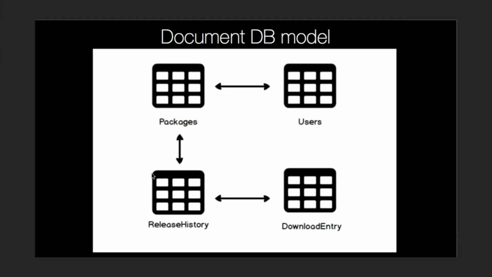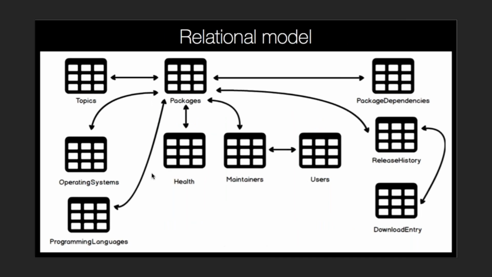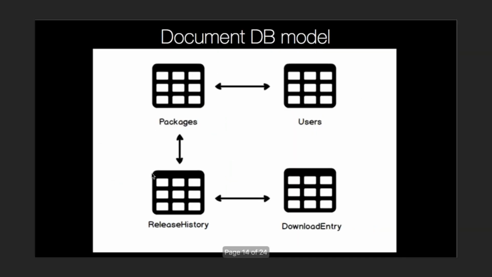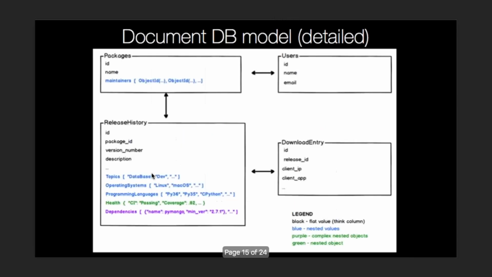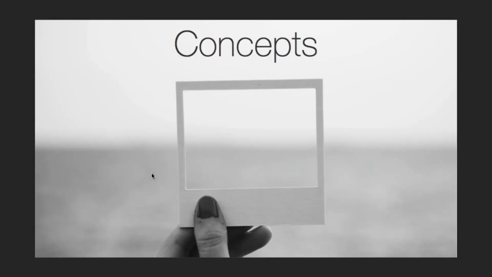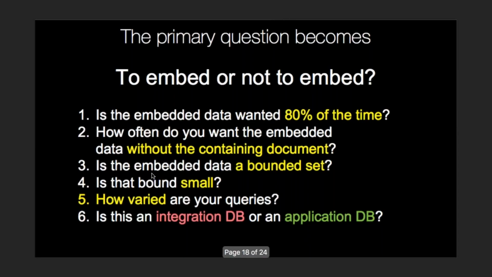All right, so we saw that we can have this complex model in a relational database, or we have this much simpler model by leveraging the documents. Of course, we embed more stuff into them, and that's because almost every time we get a release history, we care about all the details that are embedded in it. All right, so let's review some of those concepts real quick.